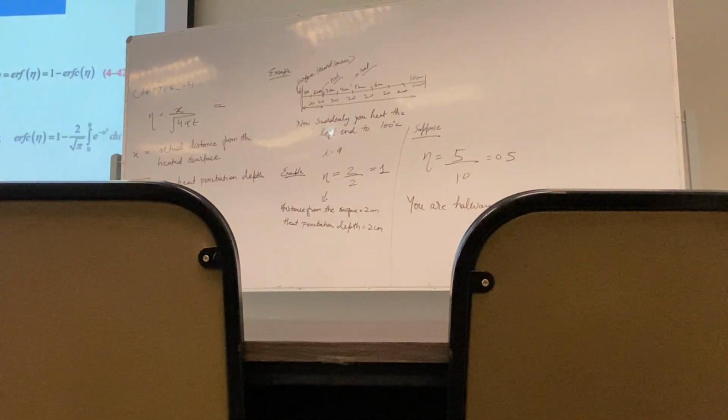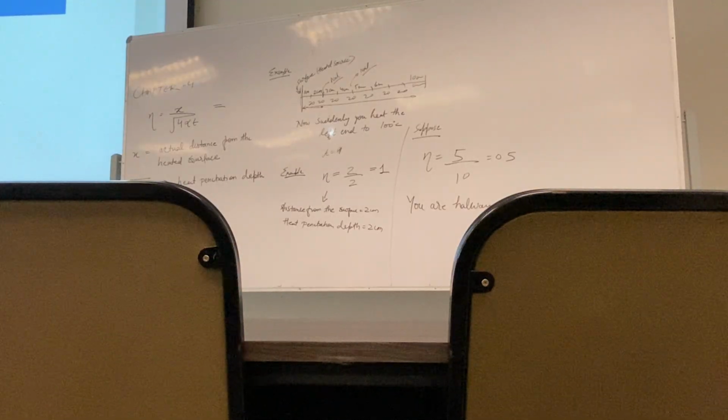This is your eta. This is called the similarity variable, where you have combined x, which is the distance, and small t, which is the time, together. So you are basically reducing the variables. So this is eta, right? This is called the coefficient of the error function. Now what is the error function?